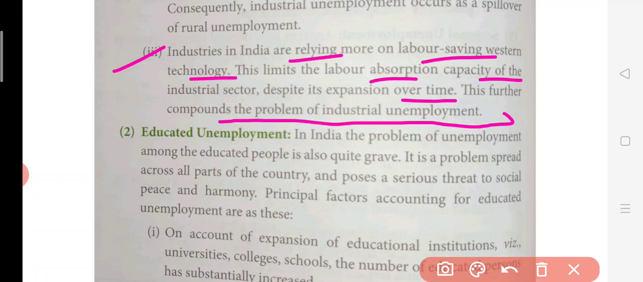So see, what every company tries to do is always save labor. Every company wants less labor and wants more work from them. So that's why in India there is a tendency that people nowadays are relying on machinery or capital intensive techniques also. Because of that, many laborers remain unemployed.